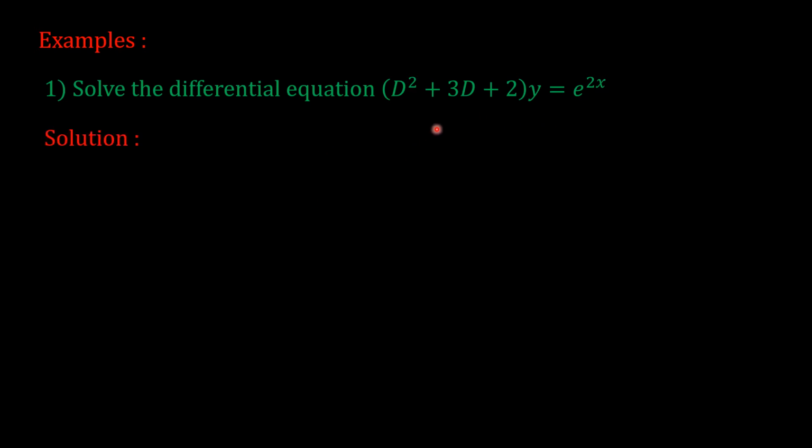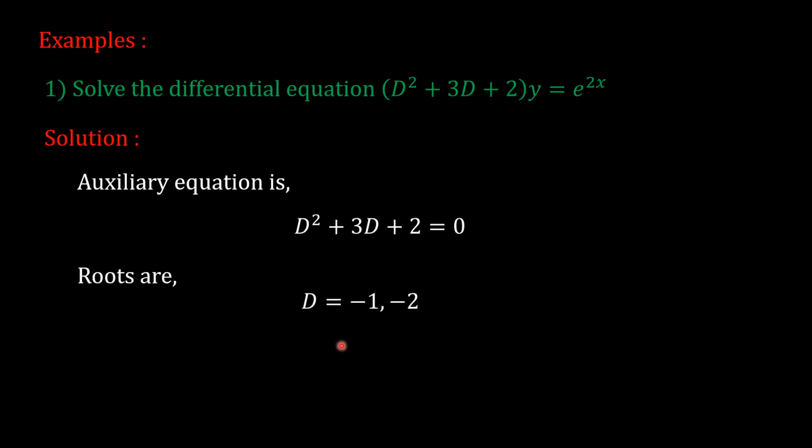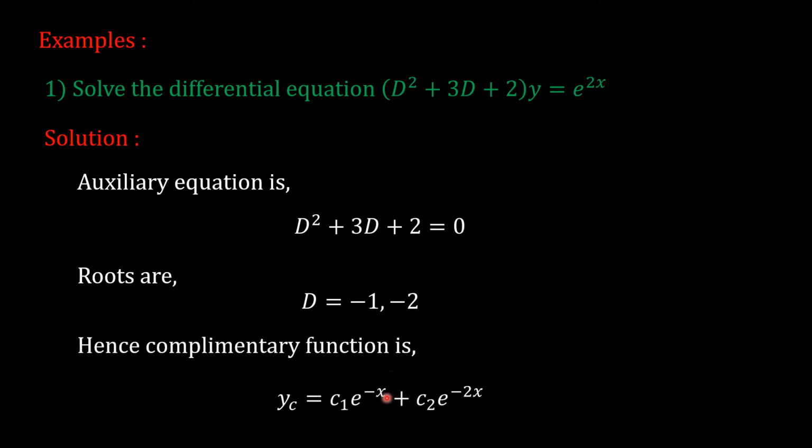Solution. Auxiliary equation is D^2 + 3D + 2 = 0, whose roots are D = -1 and -2. There are two roots as order is 2, which are real and distinct. So therefore complementary function is yc = c1 e^(-x) + c2 e^(-2x). Now we will find particular integral.